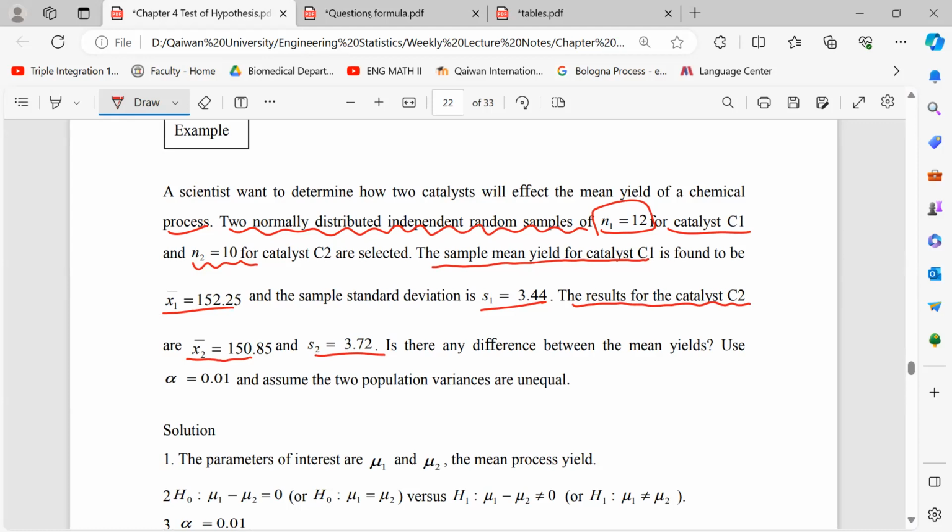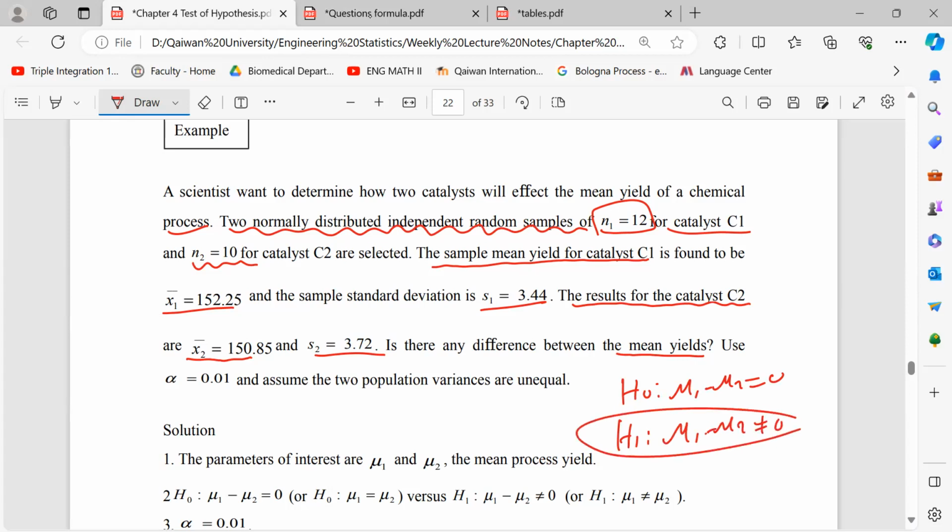Is there any difference between the mean yields? Look, if there is no difference, it is the null hypothesis. But if there is a difference, we don't know which one is bigger, so we take both cases. The null hypothesis is that mu1 minus mu2 is 0 if there is no difference between them. The alternative hypothesis is that mu1 minus mu2 doesn't equal 0. This is the alternative hypothesis.